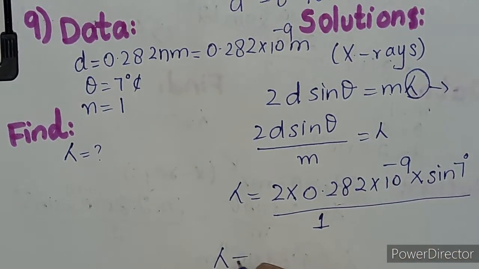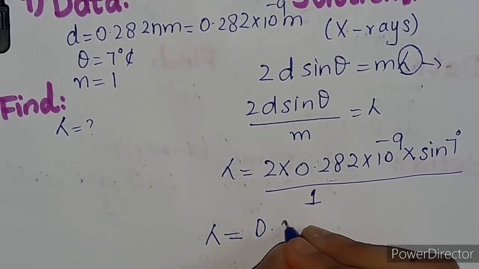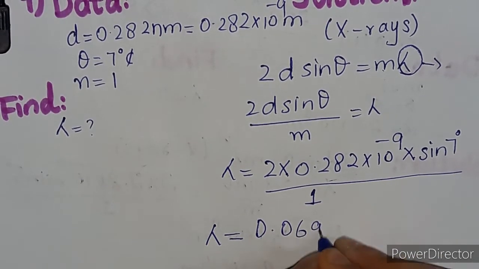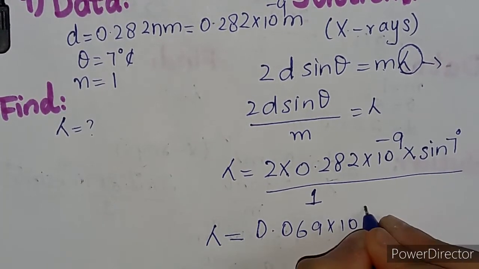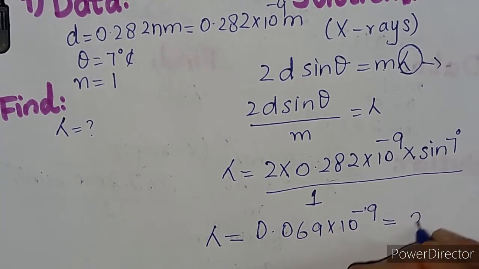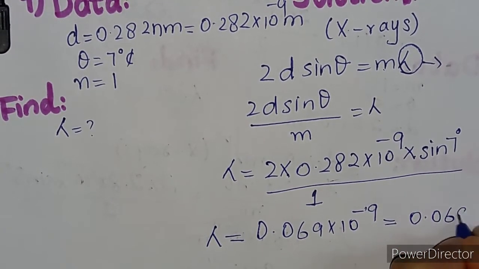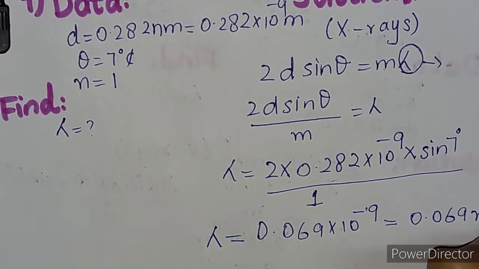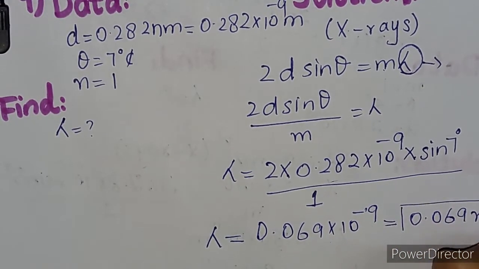So solving it, we get 0.069 times 10 to the power minus 9, which is equal to 0.069 nanometer. So this is the answer.